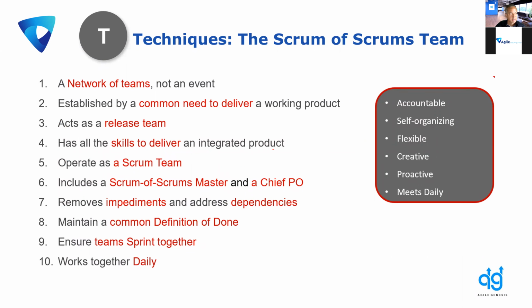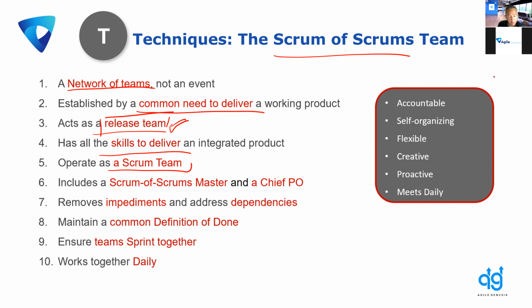And on the techniques, I want to point out, so you have team of teams, you have the common need to deliver. This is expressed in your common sprint goal. The release team, this is your actual Scrum of Scrums teams owning the release, okay? This is your ability for the team to actually understand that there are certain skill sets that need to be developed or that need to be brought into the team in order for us to do this effectively. So this is not a meeting. This is an actual team looking to improve how they do things on a regular basis, okay?